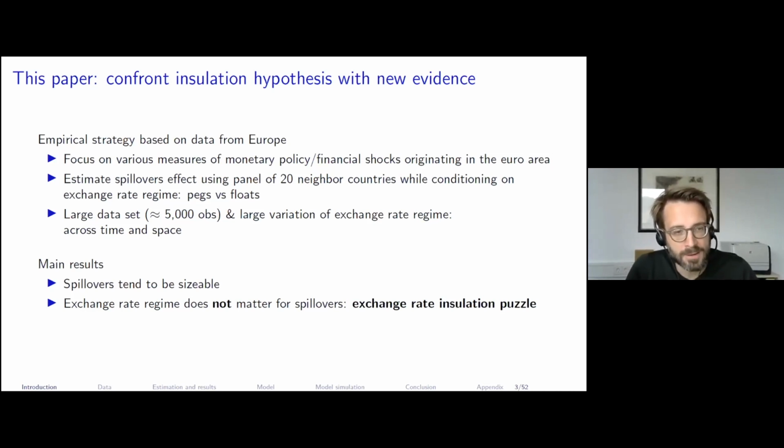What's the main result? Well, the main result is that we get large spillovers, and more importantly, the exchange rate regime doesn't seem to matter at all for the size of the spillover. That's what we call here the exchange rate insulation puzzle. So this goes against this notion which I put forward in the beginning, starting with Friedman, Mundell-Fleming up to Gopinath and co-authors, that this insulation which we have in these models is just not there in Europe.